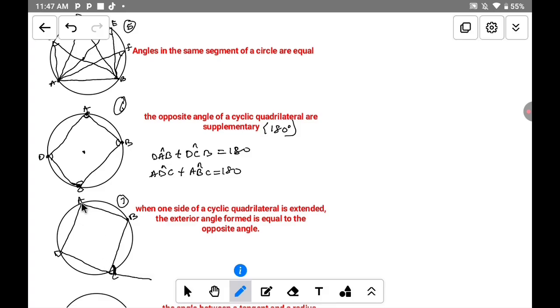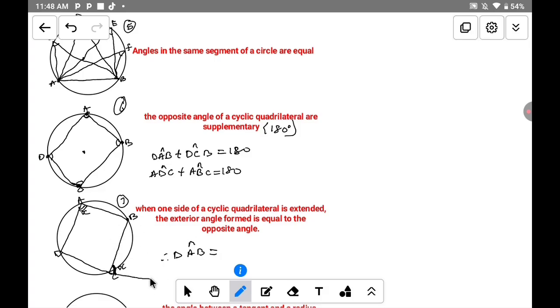So the opposite of this, the angle we have here, is equal to the angle we have here. If this angle here is S, the angle here must be equal to what? S. So you can write it mathematically that the angle DAB is equal to the angle BC.